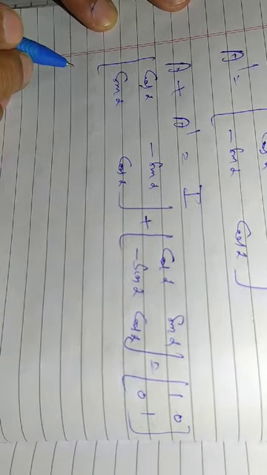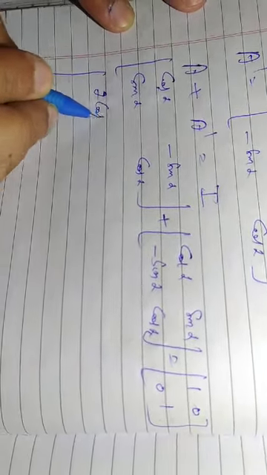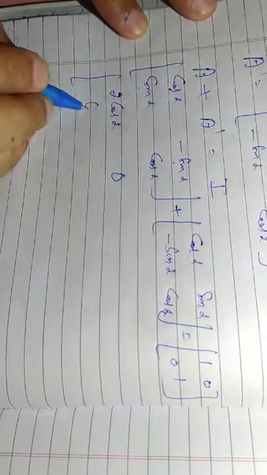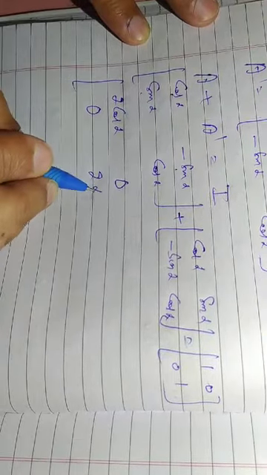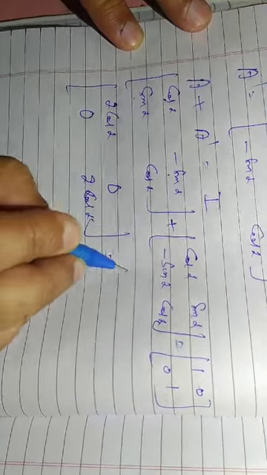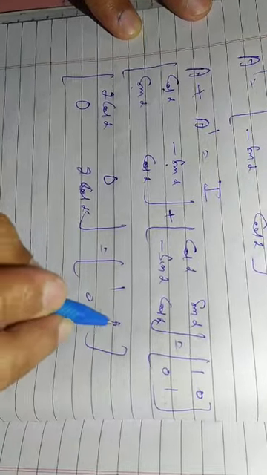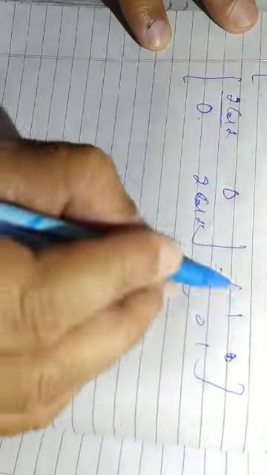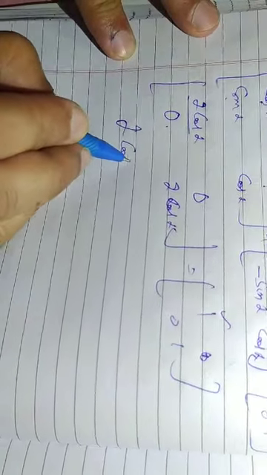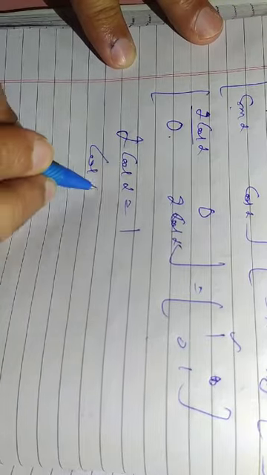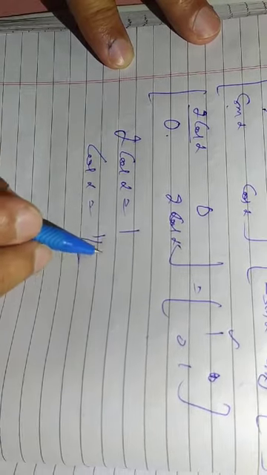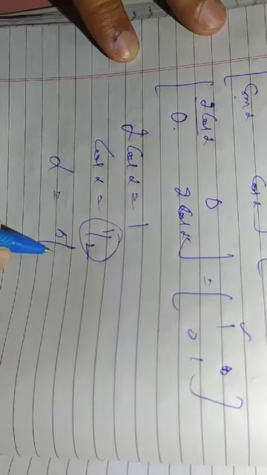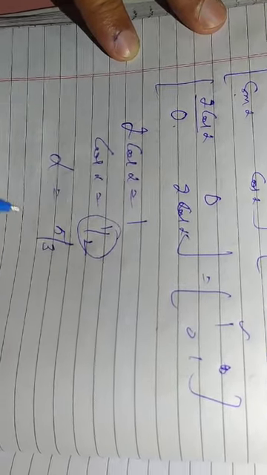Cos alpha plus cos alpha, 2 cos alpha. Minus sin alpha plus sin alpha, 0. Sin alpha minus sin alpha, 0. Cos alpha plus cos alpha, 2 cos alpha. Comparing corresponding elements of the matrices on both sides, 2 cos alpha is equal to 1. Cos alpha is equal to 1 by 2. Then the value of alpha, where cos is 1 by 2, is pi by 3.